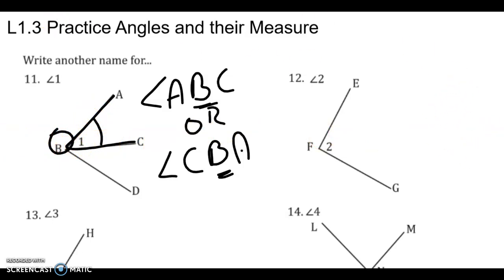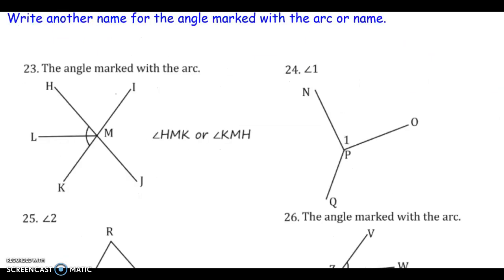Okay, let's look at another one on the next page on the same handout. So you're going to L1.3, and let's look at one down here. If you need to pause the video to get in place, go ahead and pause it. You're going to write another name for the angle marked with an arc mark or a name. So notice here, it says the angle marked with the arc. Which angle is it? It is this angle that goes from here to here. So I'm going to start with H, go to M right there in the middle, and end up at K. So it would be HMK or KMH.